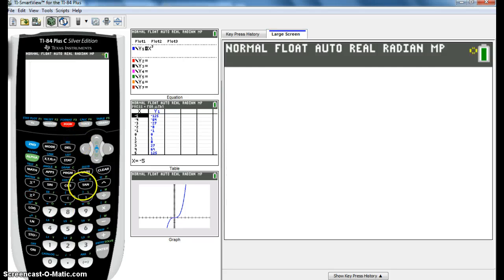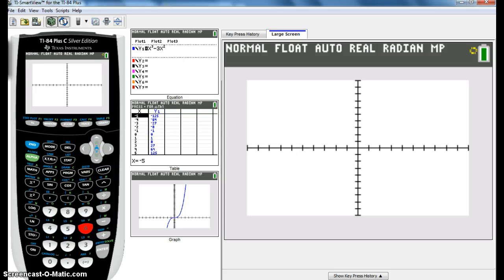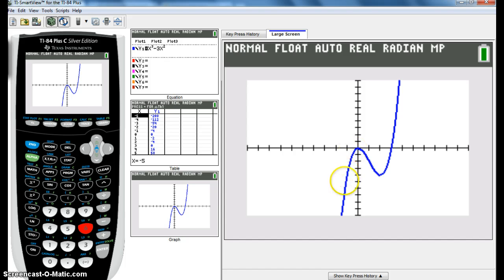Okay, zoom 6. And here is our cubic taking shape. Now, as you can see, the end behavior, as we should predict, is down and to the left, up and to the right, because it is a positive odd function. Furthermore, it appears that we have a relative max here, and a relative min there.